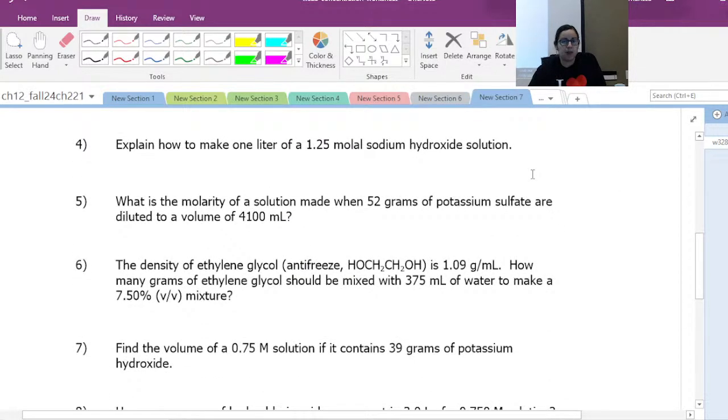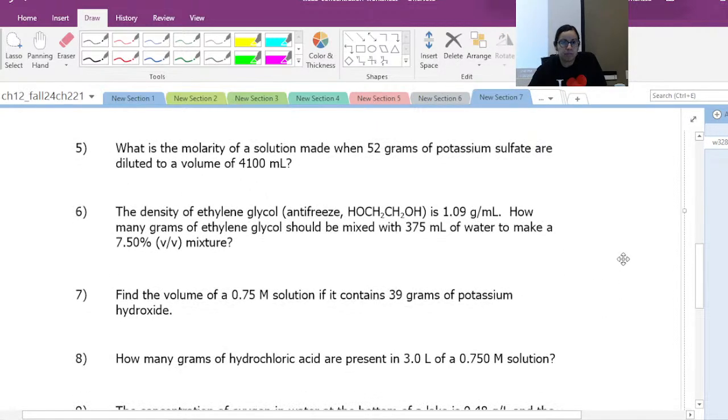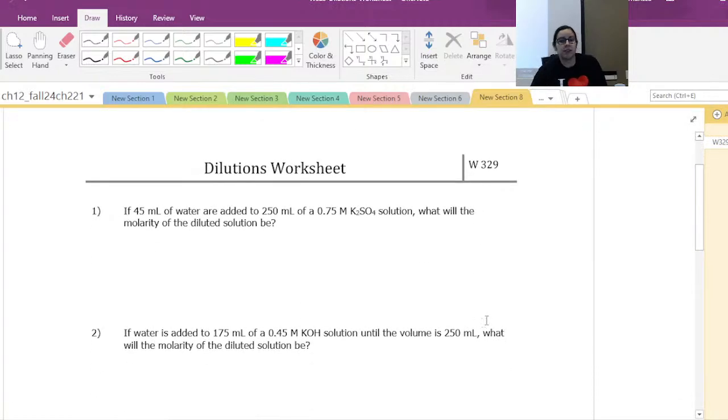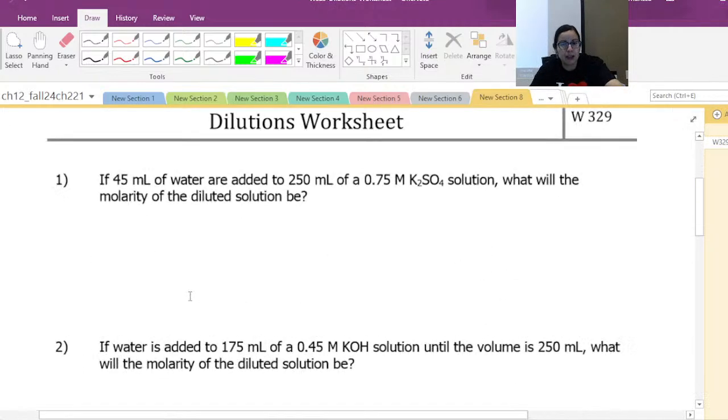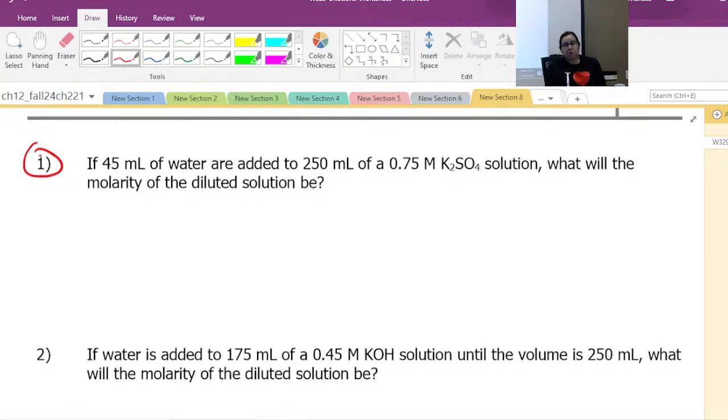Let's look at some other ones. Let's practice. Let's do a dilution one. Let's just try this first one here. So we have 45 milliliters of water added to 250 milliliters of a 0.75 molar potassium sulfate solution. So what's the molarity of the diluted solution?